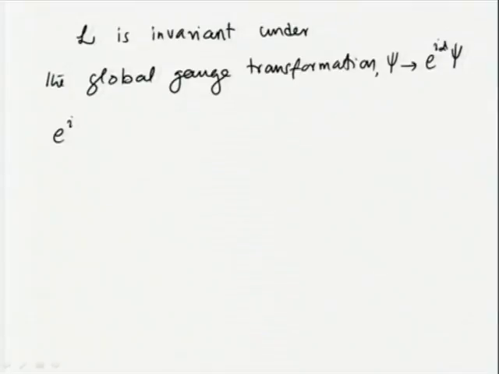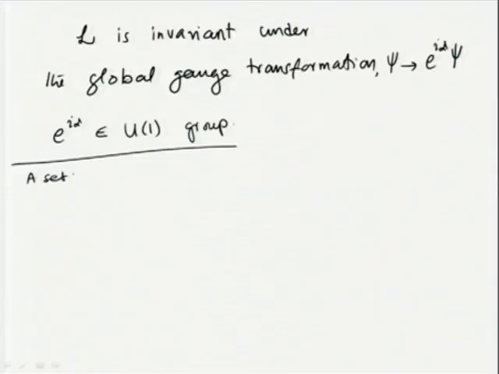Now, take e power i alpha. If you know group theory, you will recognize that this is an element of a U1 group. If you do not know the meaning of a group, let us just briefly tell you what it is. You take any set that satisfies the following properties. First, there should be an identity element in that.